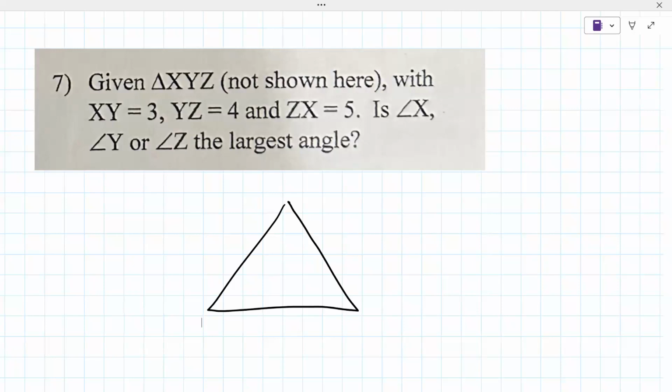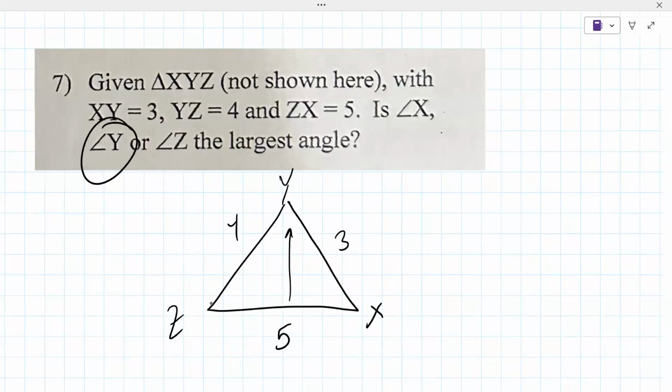The largest angle would be Y. So where did you put X? Bottom right. And then Y? Top. Okay. So XY is 3, YZ is 4, and ZX is 5. Now this just happens to be a right triangle, but it doesn't matter that we've not drawn it that way. So you said the largest angle is Y. You are correct. Good.